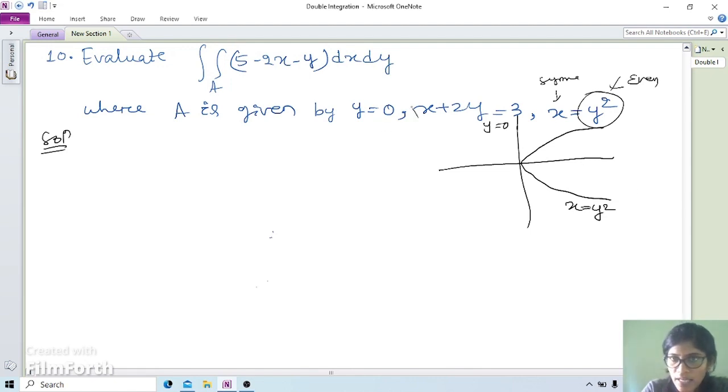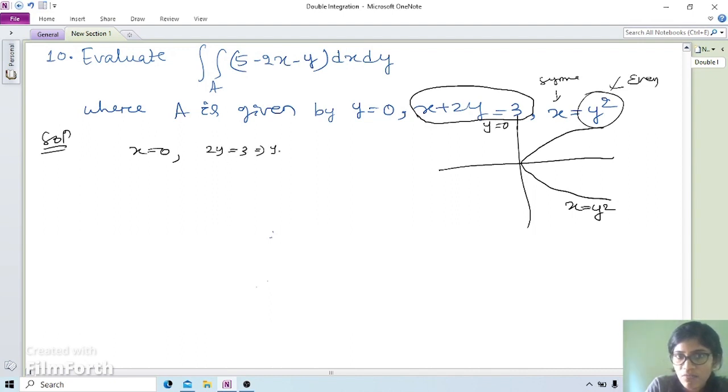And another equation is x plus 2y equal to 3. When we put x equal to 0, 2y equal to 3, that means y equal to 3 by 2, 1.5. At x equal to 0, y equal to 1.5. That means x equal to 0, y equal to, suppose here 1, here 2, here 1, that means here 1.5.